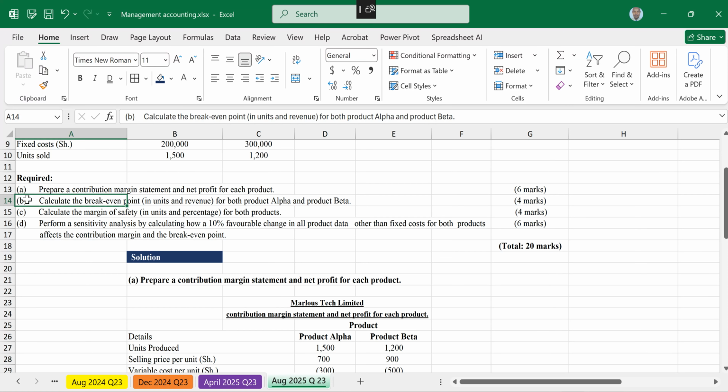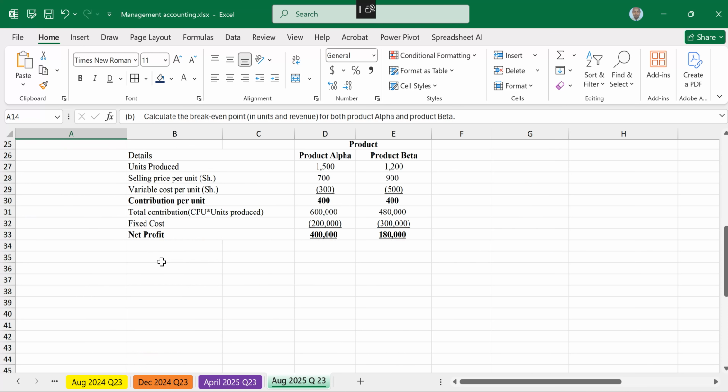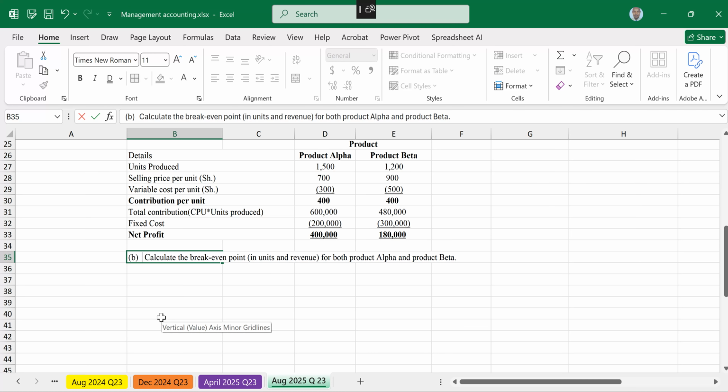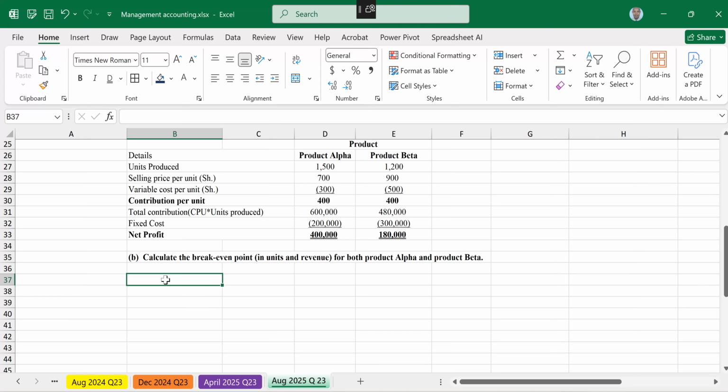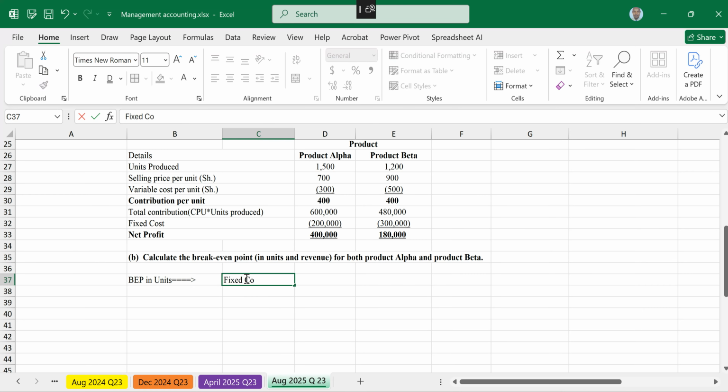Calculate the break-even point. So part B, break-even point, in units and revenue for both product alpha and product beta. So BEP in units is given by fixed cost over contribution margin.